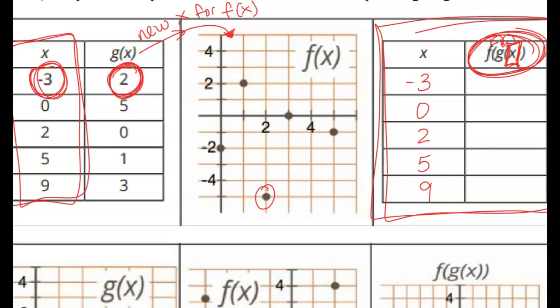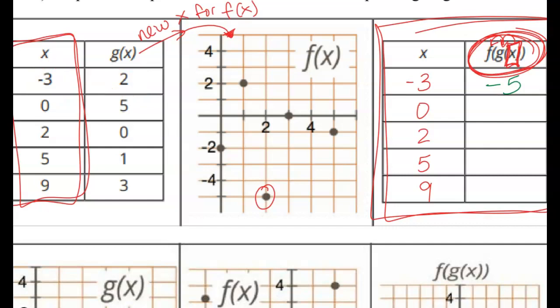Down there, the only point that has 2 as the x value is that point, outputting the f of x value of -5. Okay, so then you repeat.